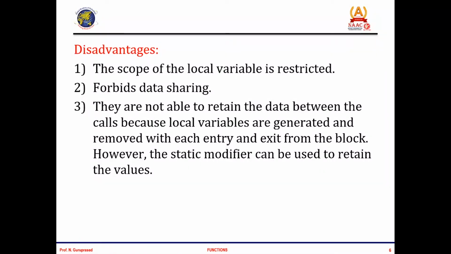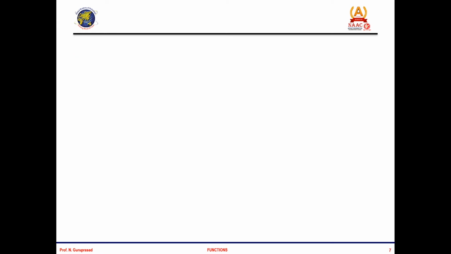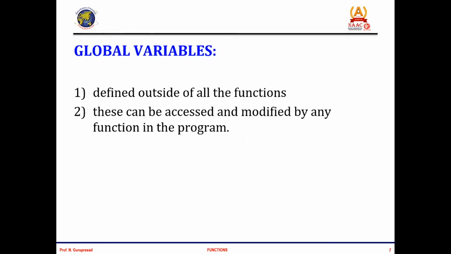Now, having seen how local variables play a role in the C programming language, let us now shift our attention and see the second type of variable, called global variables. Two simple points: they are defined outside all the functions, and they can be accessed and modified by any function in the program. So watch out for this second point: they can be accessed and modified by any function in the program.